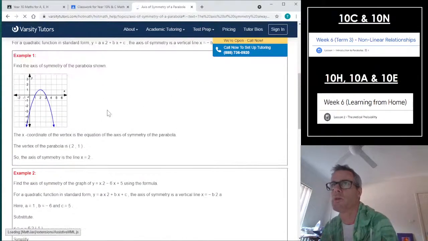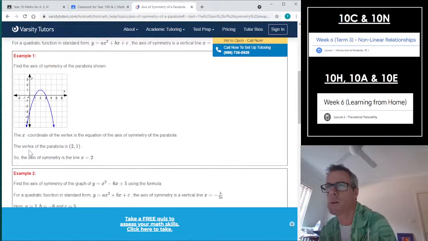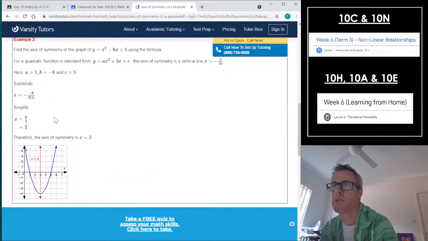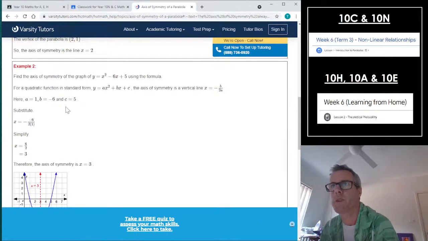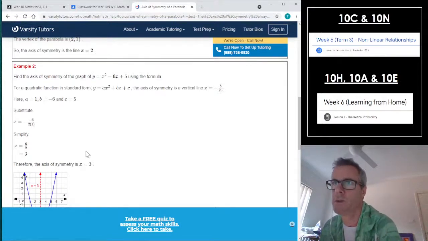Oof, that's brutal. For the axis of symmetry shown, the x-coordinate of the vertex is the parabola. So x is, okay, cool. The x is 2, that makes sense. Find the axis of symmetry for the quadratic function using the formula. Yeah, blah blah blah. So substitute. Still doesn't help me, right?